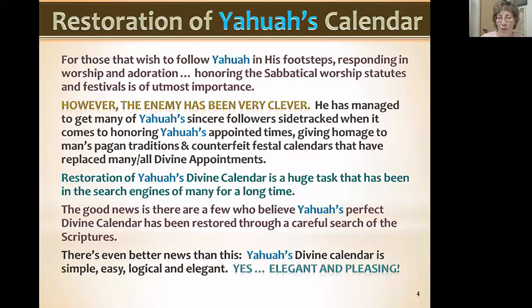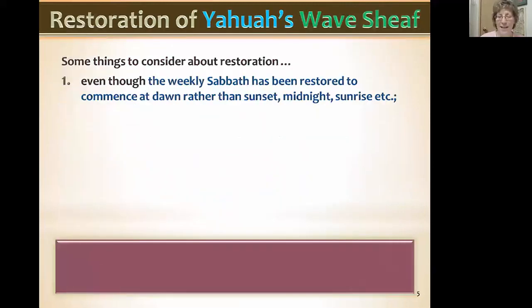We feel that Yahuwah's divine calendar is simple, it's easy, it's logical, and it's elegant. And yes, I'm going to say very elegant and pleasing. Even children can understand it. So we believe that restoration is important, and especially for Wave Sheaf. We're finding that the Wave Sheaf Festival really needs to be restored. But there's some things to consider about that.